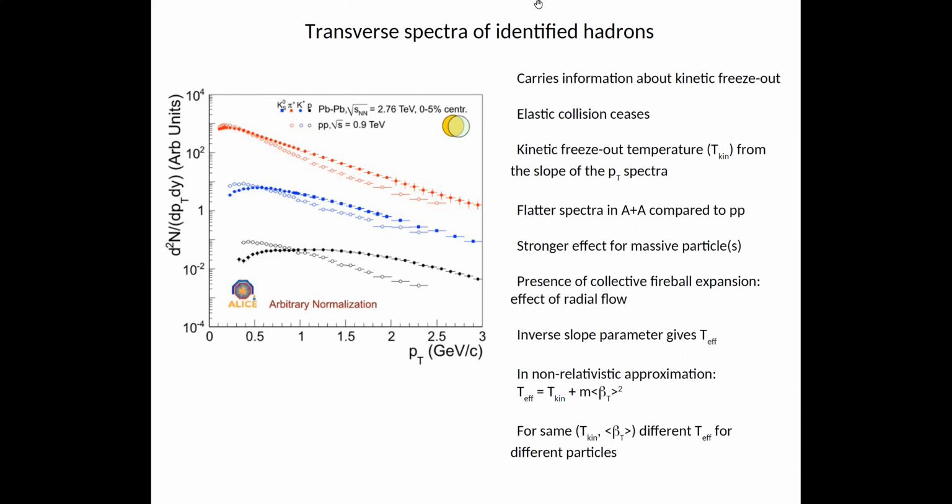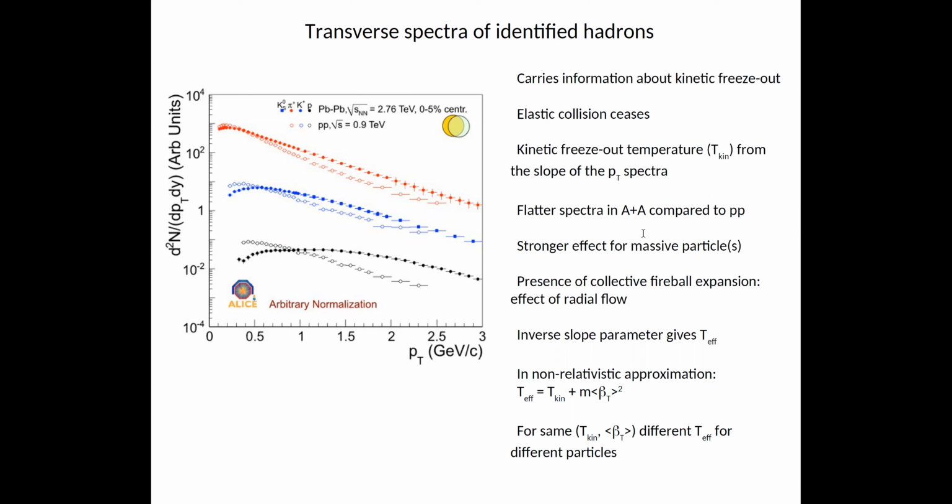Okay. So how do you know that? To know that you have an emission from an expanding medium, you see that the pT spectra in AA collisions, which are given by the filled symbols, are flatter compared to the pT spectra of the same hadronic species in pp collisions, which are given by these open symbols. So this flatter spectra in heavy ion collisions compared to pp tells you that in AA collisions, these particles are coming out from a medium which shows a collective expansion. Also, the effect is stronger for massive particles.